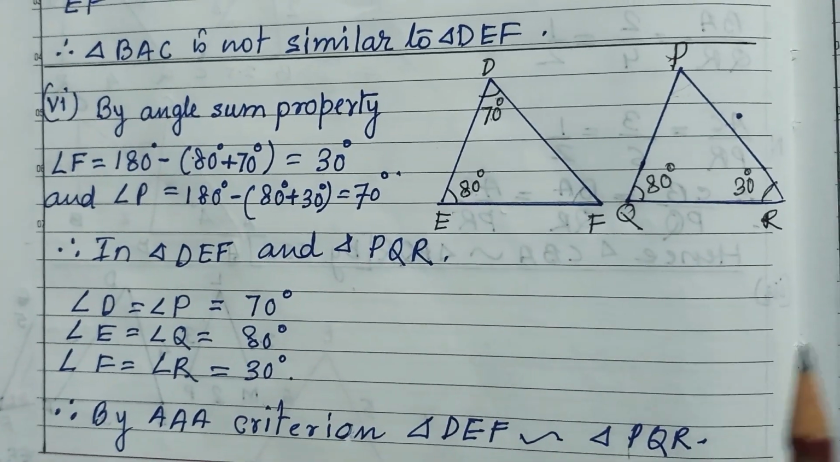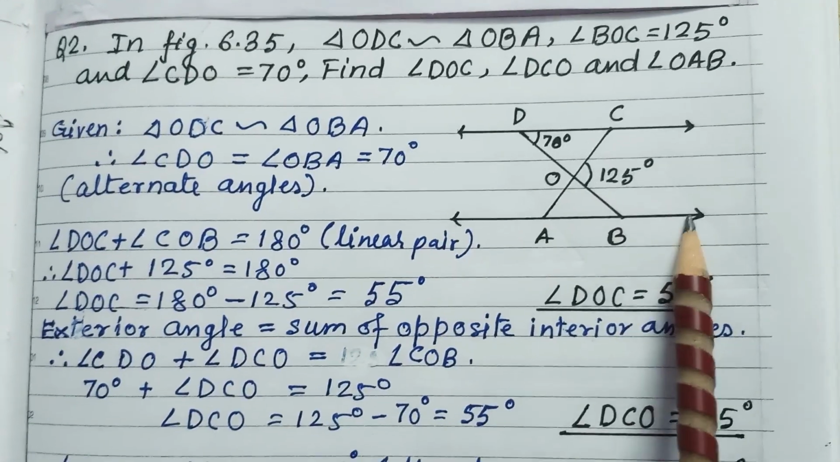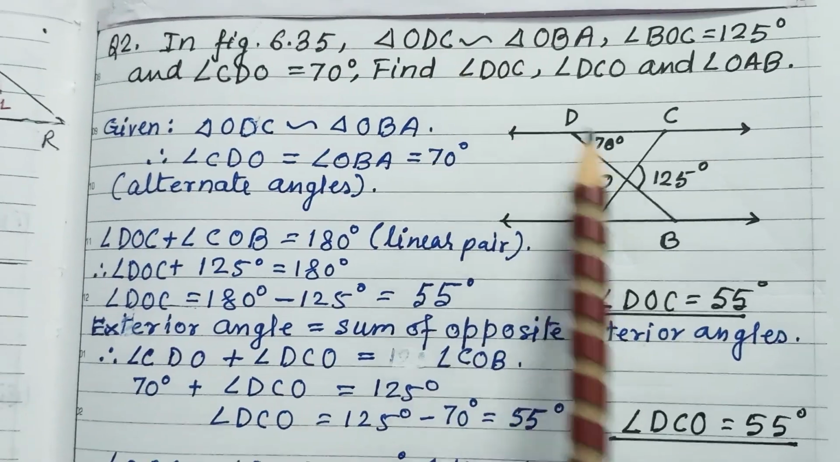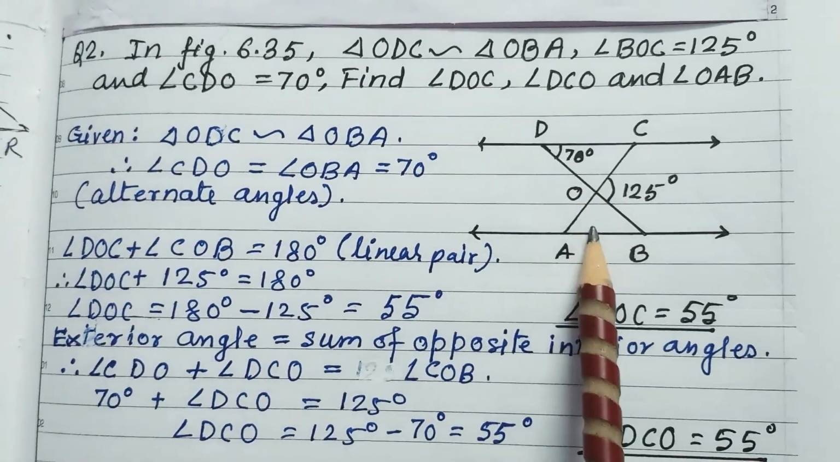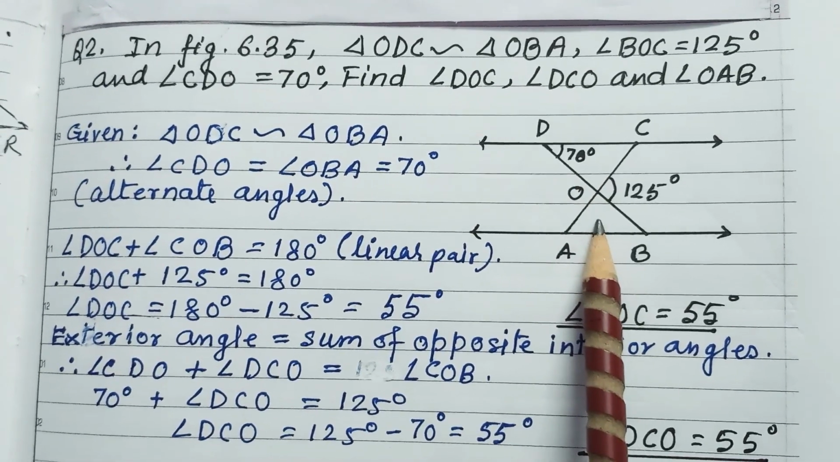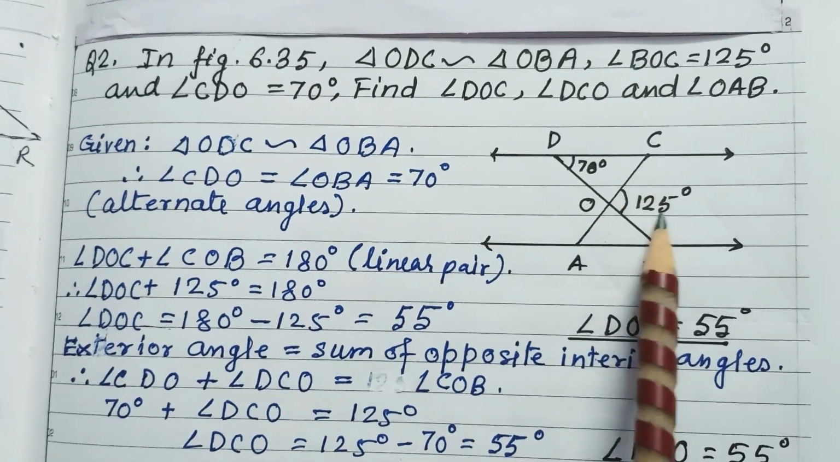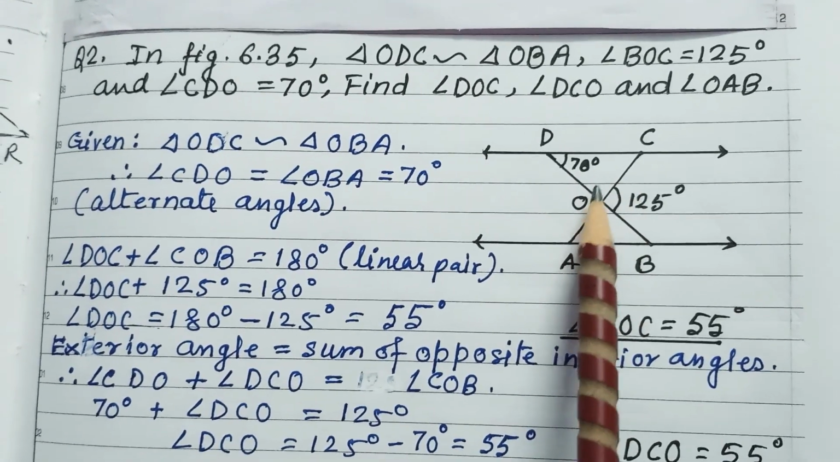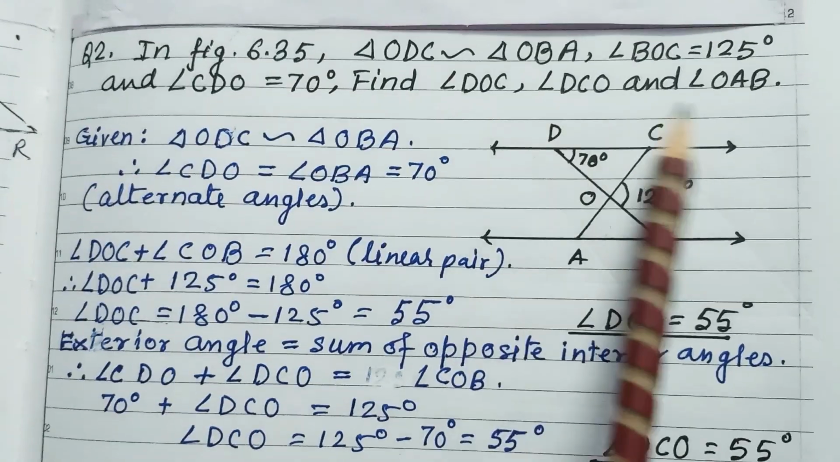Okay. Now question number 2 and 3. In question number 2, these two lines are parallel. In the figure, triangle ODC and triangle OBA are given as similar. Angle BOC is 125 degrees and angle CDO is 70 degrees, as given. You have to find all 3 angles.